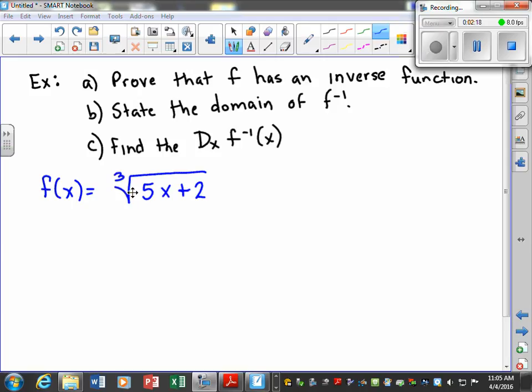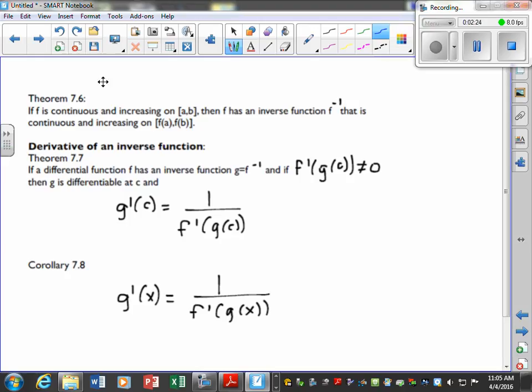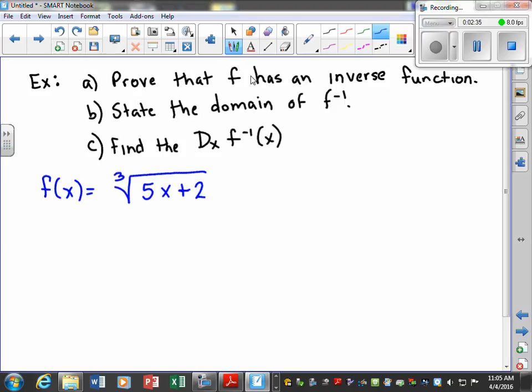Okay, but before we go through that step, we want to prove it has an inverse. So we're going to look at this theorem, and it says it has an inverse if it's continuous and increasing, and we also said that's the same thing as continuous and decreasing. So what we've got to do is look at the first derivative and determine if we have that condition. So let's take our function, f of x, and rewrite that as (5x plus 2) to the 1/3 power. And let's take the first derivative of that. You can go ahead and do that while I'm rewriting this.